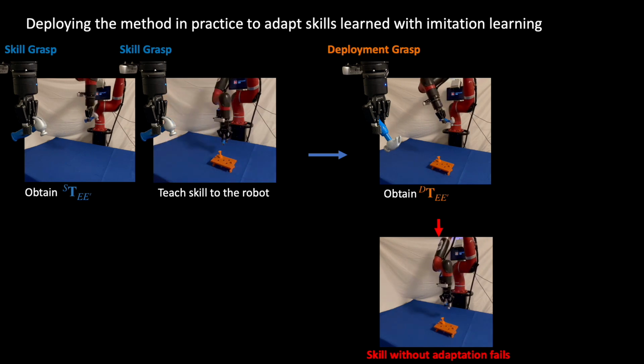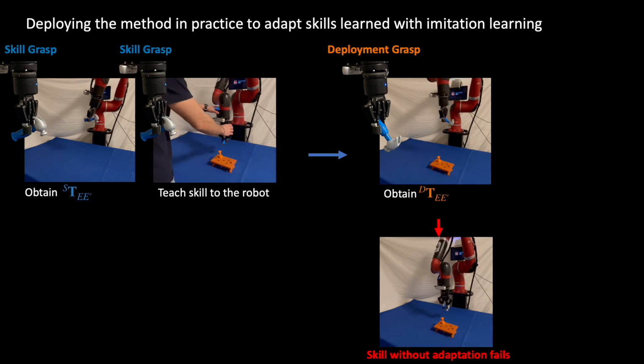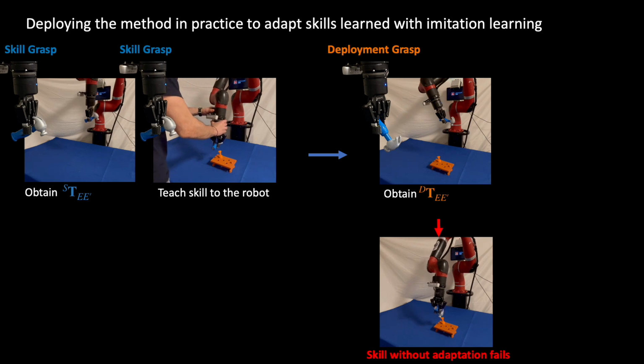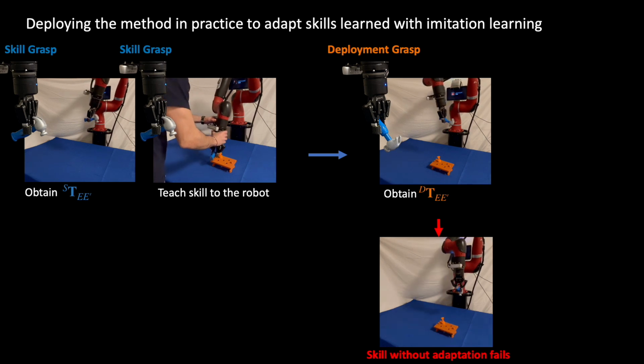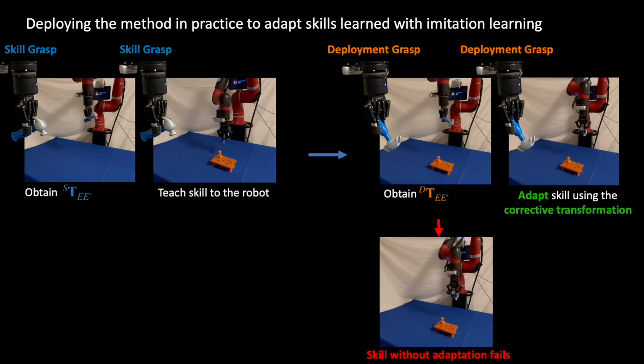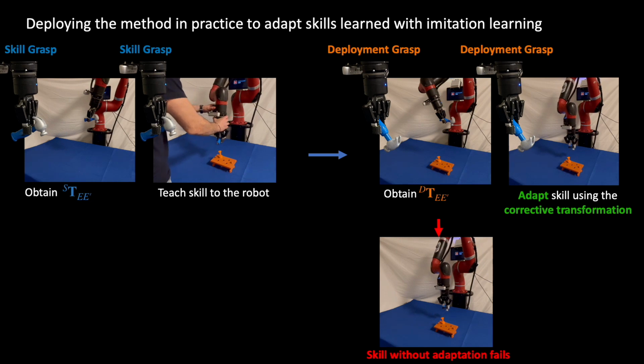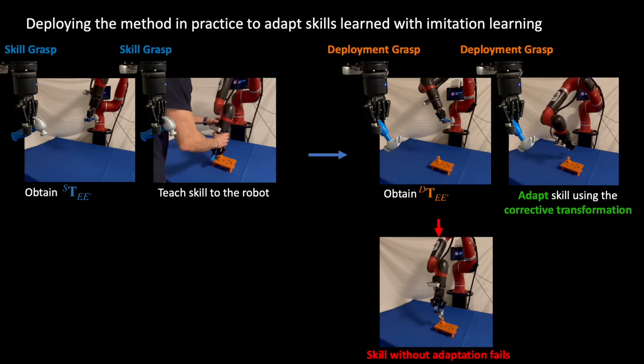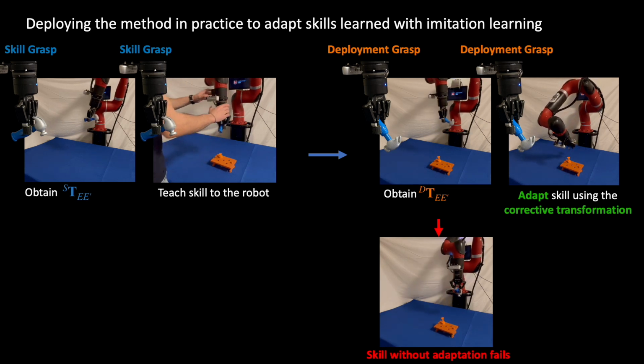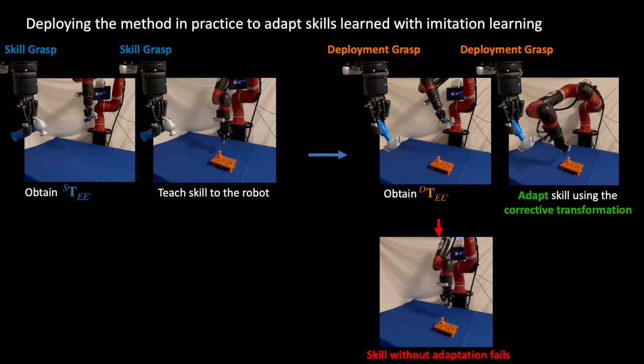Note that simply deploying the skill naively without any adaptation leads to task failure. As shown below here, the hammer fails to hammer the nail successfully. However, after using the two transformations that we obtained using the alignment network and computing the corrective transformation, we can adapt the demonstrated trajectory such that the skill succeeds.